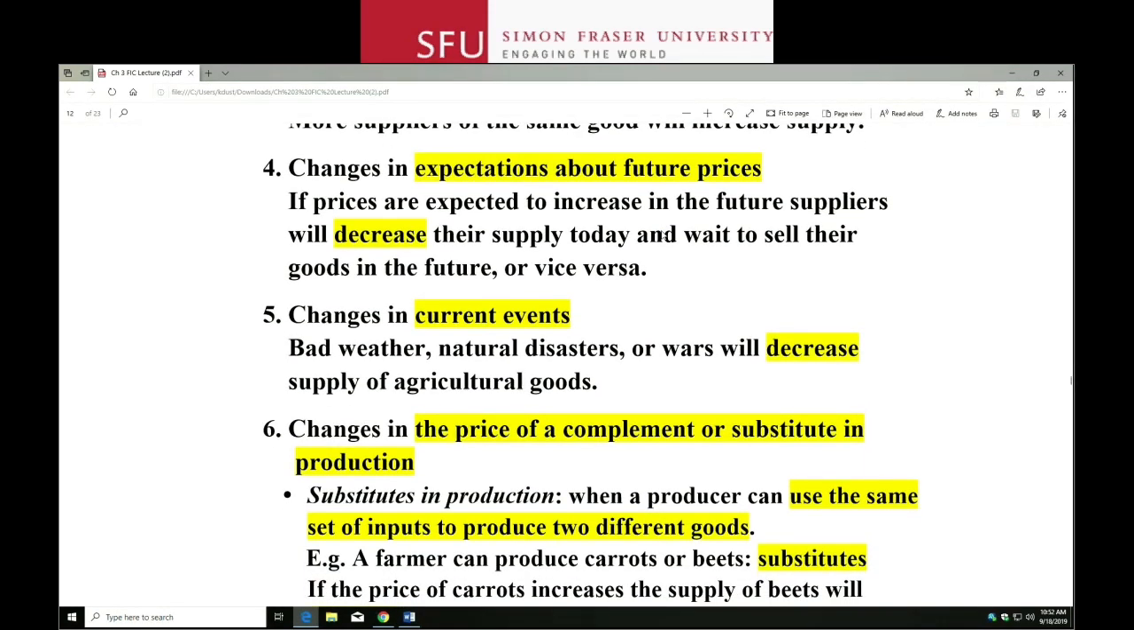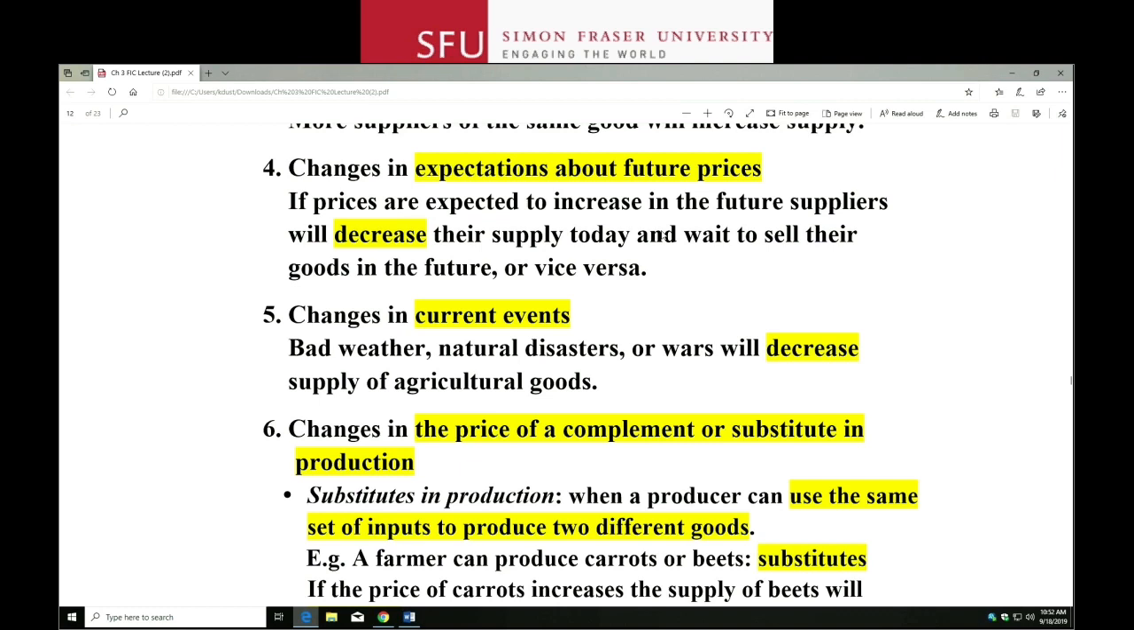Carrots or beets both require the same kind of land, same kind of climate, same kind of equipment for the farmer. So those would be substitutes. And now which one would the producer want to produce? Whatever's more profitable, right? So if you're making clothing and pants are more profitable, you're going to want to make more pants. But if suddenly the price of shirts goes up and shirts are more profitable, well, now you're going to start making more shirts instead.